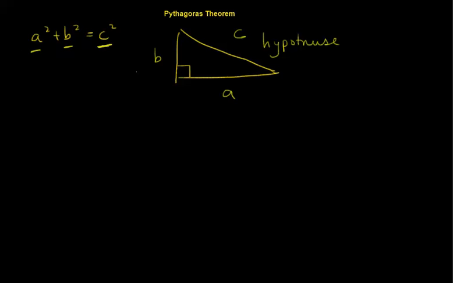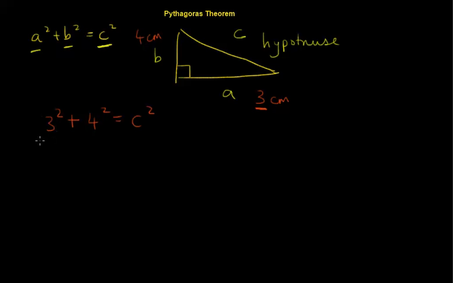Typically in the exam question they would give us, let's say, two sides. So I'm just going to put 3 centimeters here, for example, and 4 centimeters. And the question would say, find out what this side is. So we'd refer back to Pythagoras Theorem, which is a squared, so 3 squared, plus b squared, so 4 squared, is equal to c squared, which is what we want to find out.